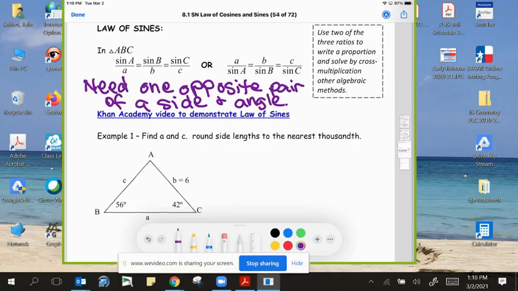So if we look at example 1, we see that we do have angle B and we have side B. That's an opposite pair. So we can set up our proportions using that ratio.